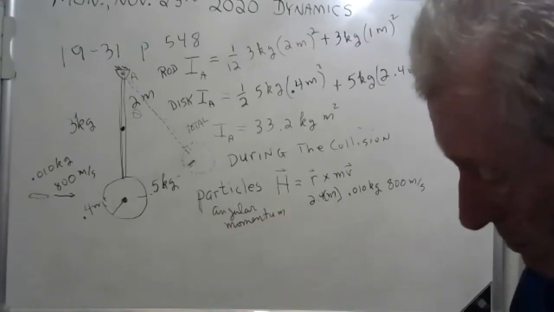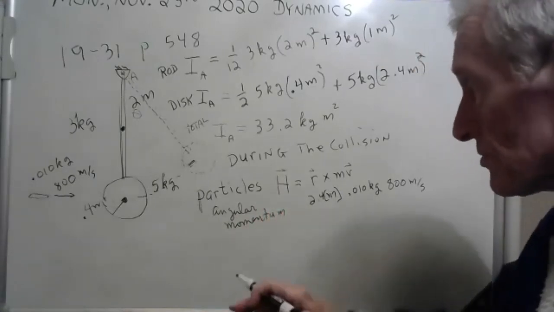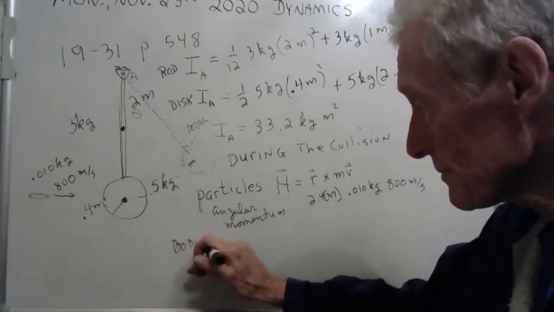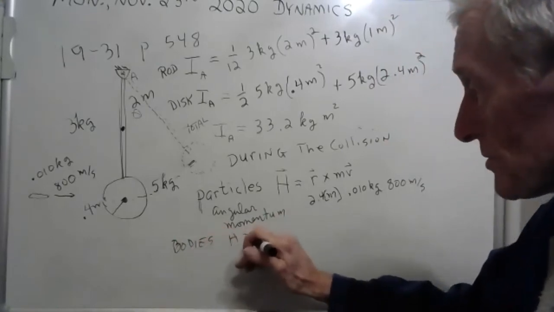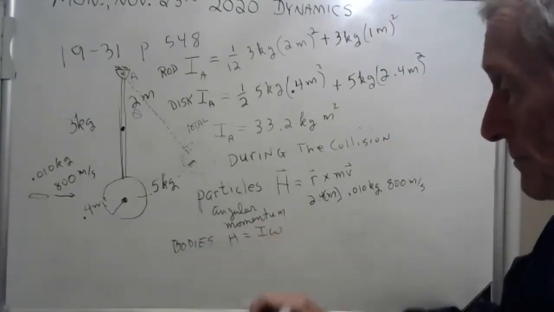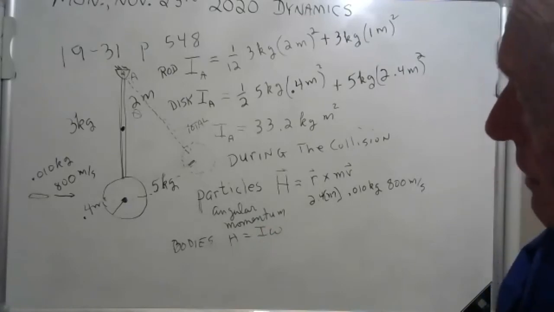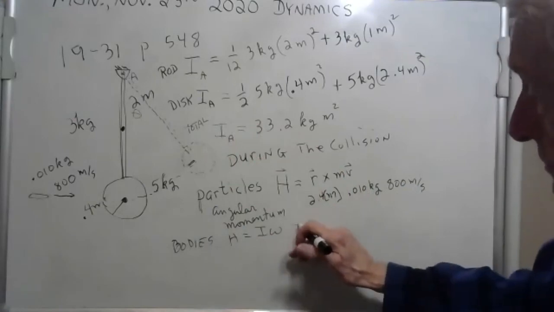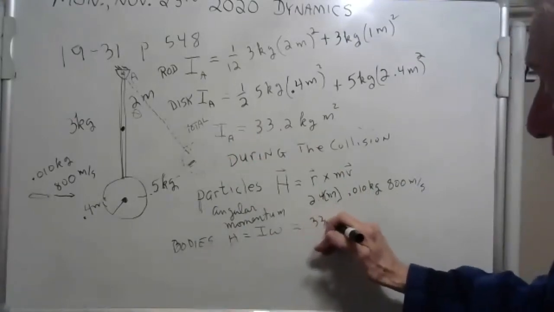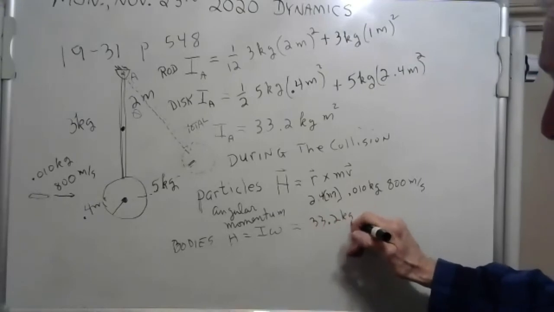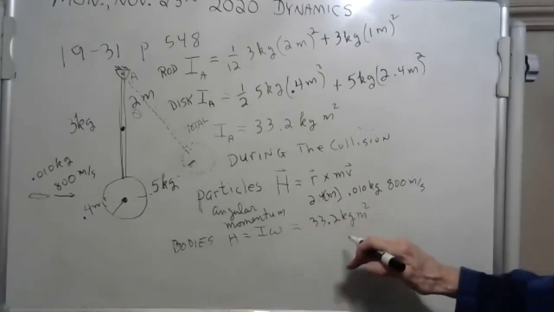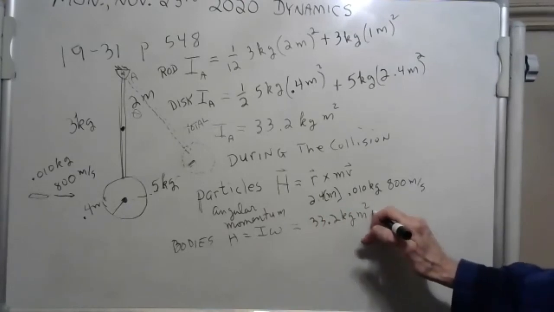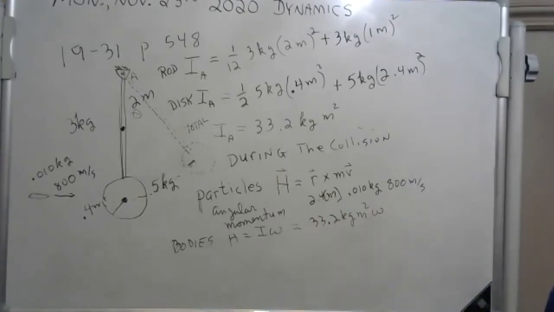in this book. But I have told you about the angular momentum of bodies. And it's equal to I omega. And we've got the I, it's 33.2 kilogram meter squared. Now the omega we don't know.